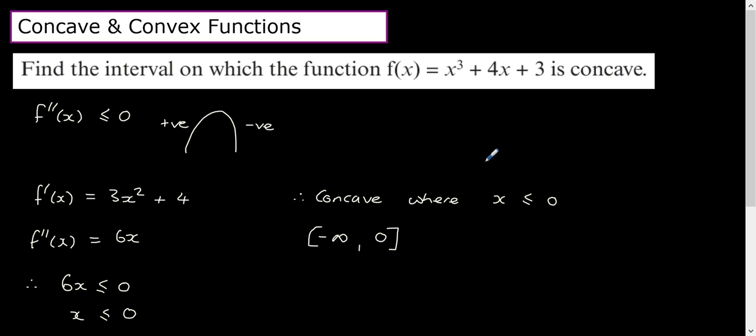So let's have a look at the second question. Okay, that was an example of finding where a function is concave. This time we're looking to see where a function is convex. Now we know that for a convex function, f''(x), our second derivative, is greater than or equal to 0. Remember, that's because a convex function looks like this, and it goes from negative through to positive, so it's increasing or greater than or equal to 0.